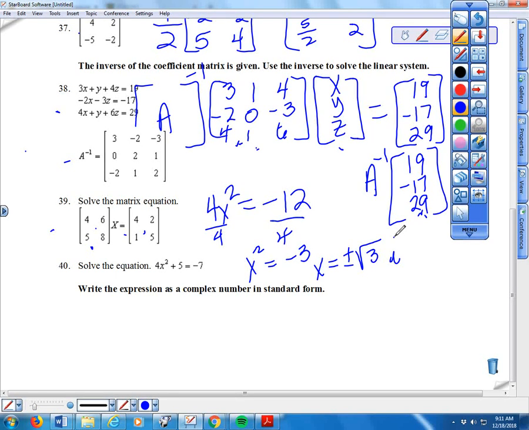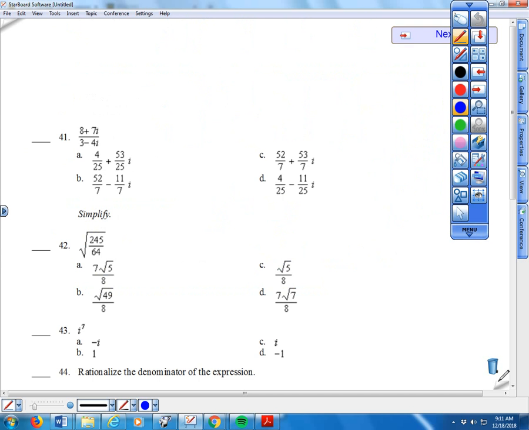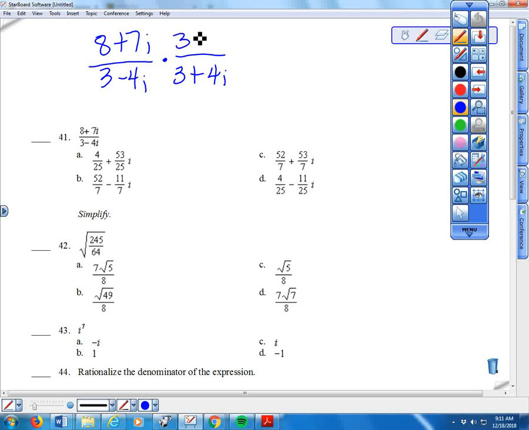Write the expression as a complex number in standard form. Okay, so this one, remember, if you have a constant and then plus or minus an imaginary number, you cannot just multiply the top and bottom by i, or in this case, 4i. It doesn't work. You must use the conjugate. So the conjugate is 3 plus 4i, and I have to do it to top and bottom.